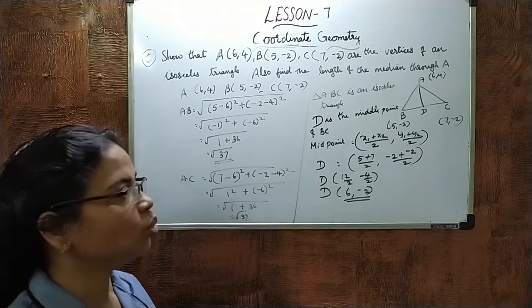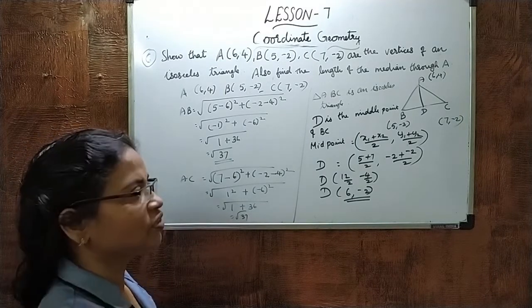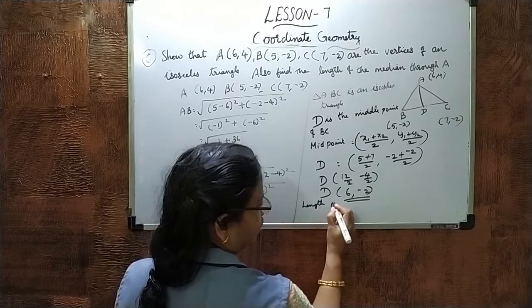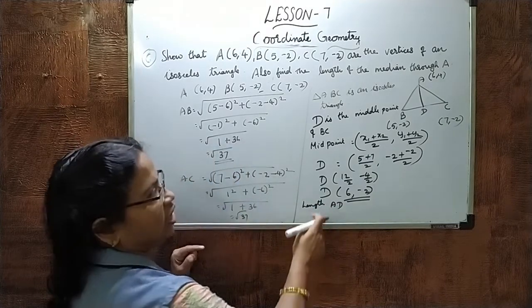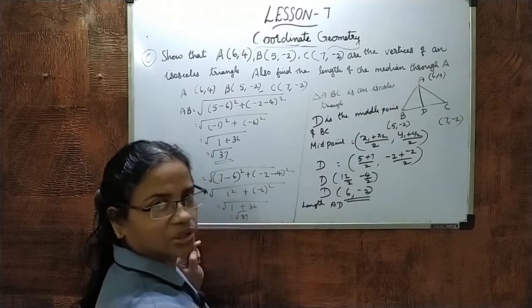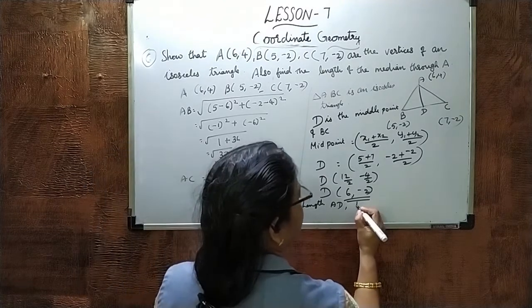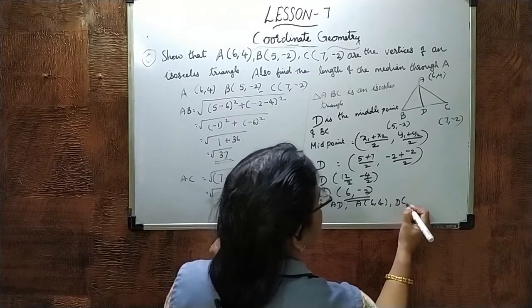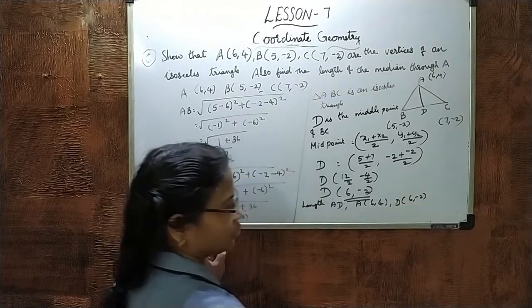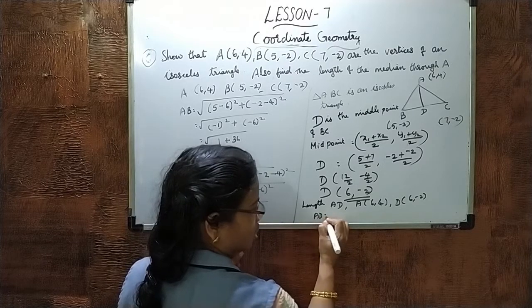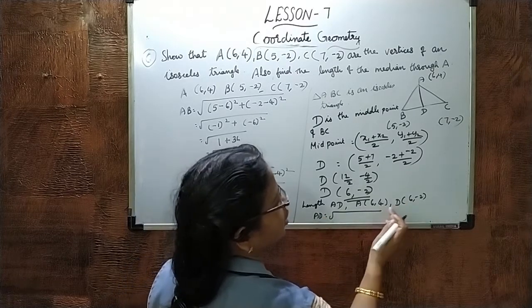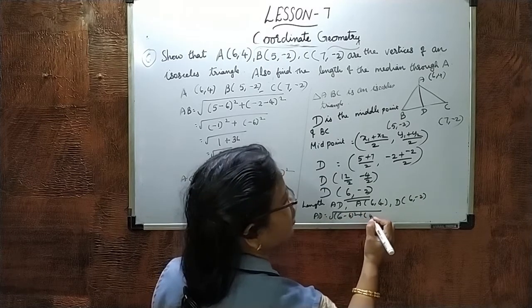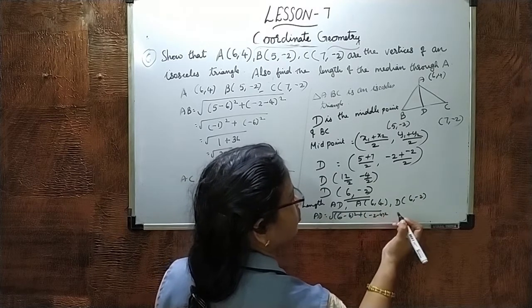Finished everything? No. Again, what you have to find out? You have to find out AD, length of AD. A you got already, now D you got. So, length of AD, A is 6, 4 and D is 6, negative 2. Now you have to find out AD equals root of x2 minus x1. So, it will be 6 minus 6 whole square plus negative 2 minus 4 the whole square.